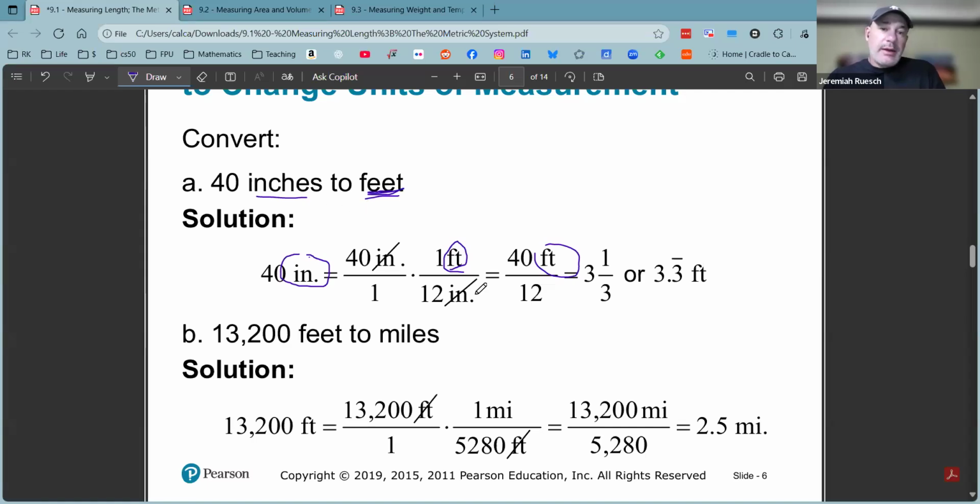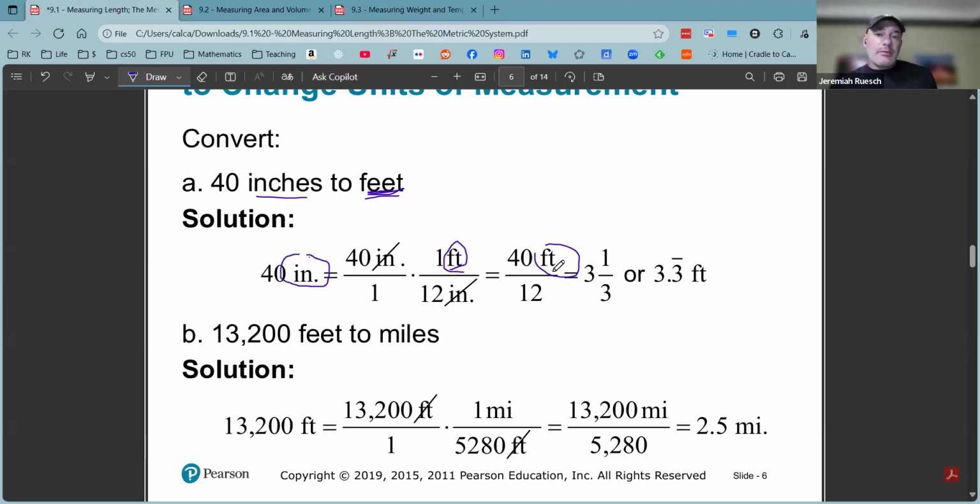That was what was given here. And I want to get rid of the inches, so the inches are going to go downstairs. And now with this, I can just multiply straight across. 40 times 1 is 40. 12 times 1 is 12. And so I've got the inches canceling off, and I have 40 over 12 feet. And that's a completely acceptable answer.